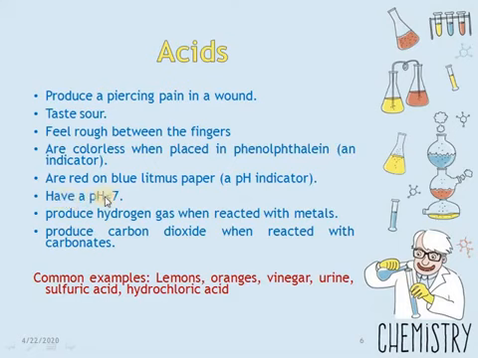Acids should have pH less than 7. They produce hydrogen gas when reacted with metals. They produce carbon dioxide when reacted with carbonates. Common examples are given over here.